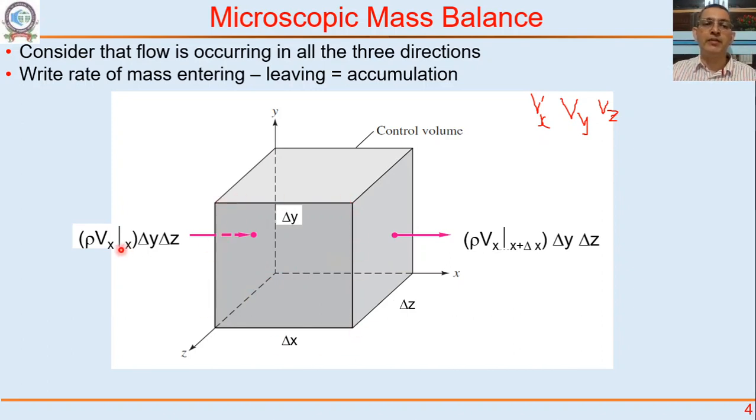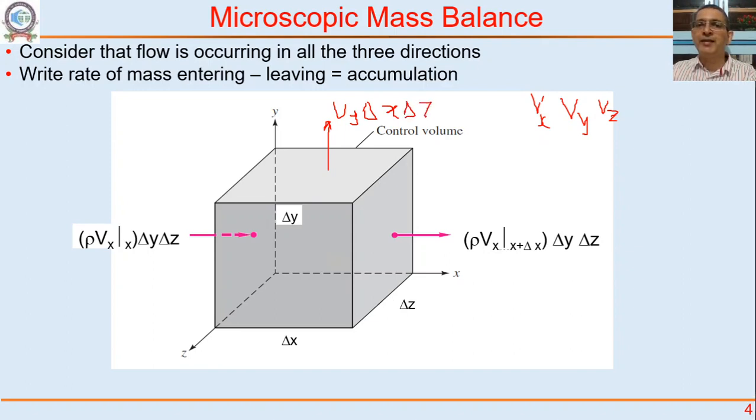Fluid can enter the box because of velocity in the x direction, Vx, through an area perpendicular to the x-axis. That area perpendicular to the x-axis is delta y delta z. Fluid can enter or leave the box in the y direction because of Vy, through an area perpendicular to the y direction, which is delta x delta z, the top face and the bottom face.